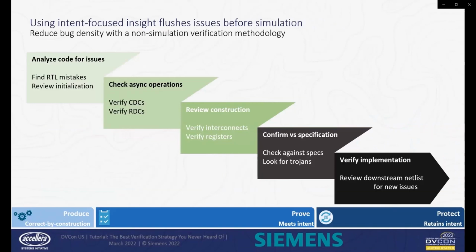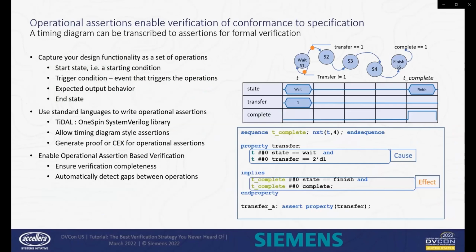Having now discussed construction issues, let's now consider how the capabilities of an intent-focused verification methodology will be able to verify that a design conforms to its specification. Assertions such as SystemVerilog assertions, or SVA, are language semantics that help capture and verify the design intent. Operational assertions, on the other hand, propose a complementary coding style that captures the design's functionality as a set of operations. In the operational assertion-based verification, or ABV, approach, the functionality of a design is split into different operations.